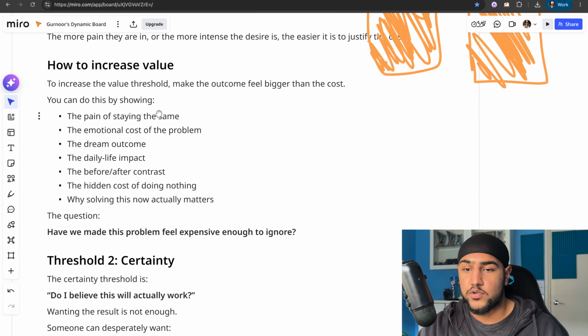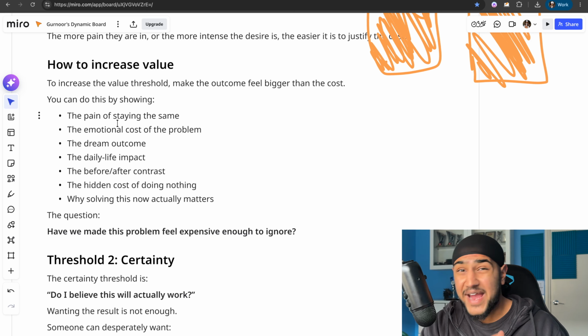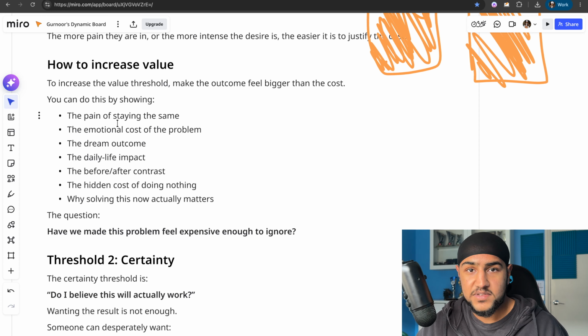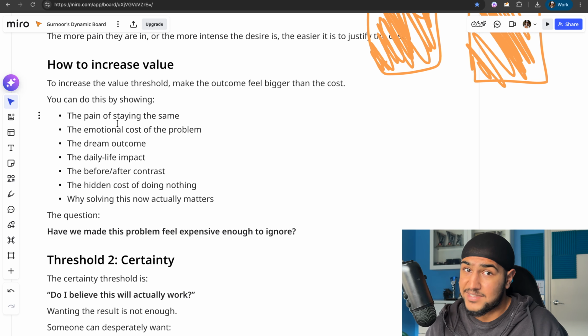But how do you actually increase value? You basically show them the pain of staying the same, right? This is literally what a lot of ads do. A lot of ads do this, and it's honestly amazing when they actually show the outcomes of them not improving their current situation, the emotional cost of the problem as well, the dream outcome, like literally showing someone the dream outcome. Like right now, you might be making, let's say, anywhere from $0 to $900,000 a month, right? Somewhere there. And you're not at $1 million a month right now.